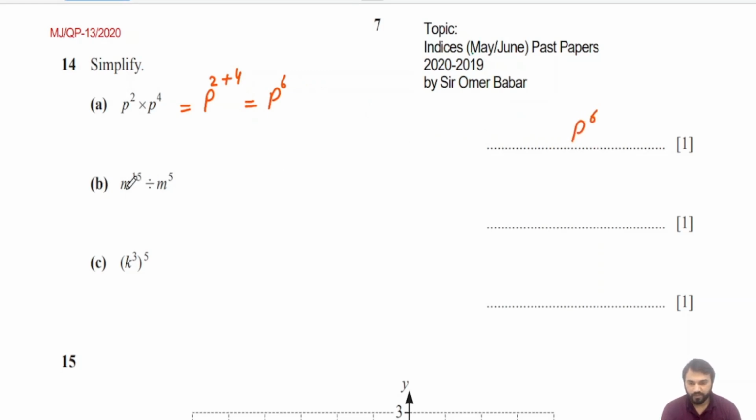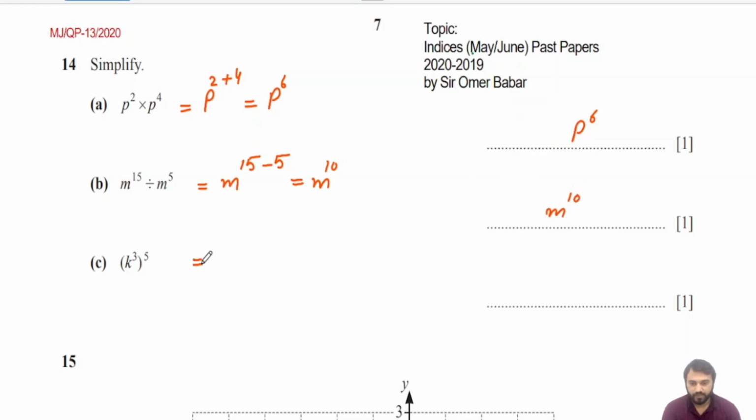The next part is m raised to power 15 divided by m raised to power 5. We can write m one time and subtract the powers because of this division. 15 minus 5, that is equal to 10. The answer to this question is m raised to power 10.